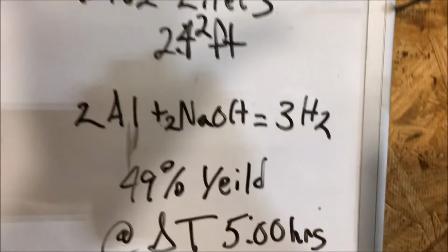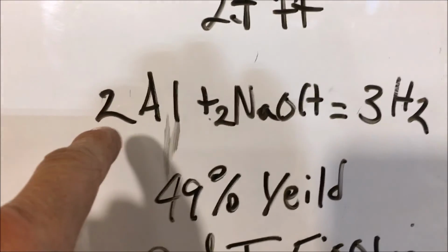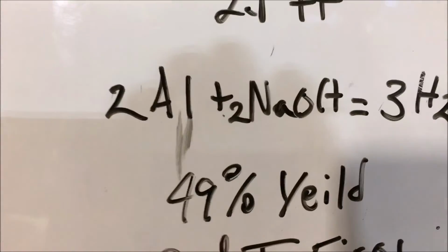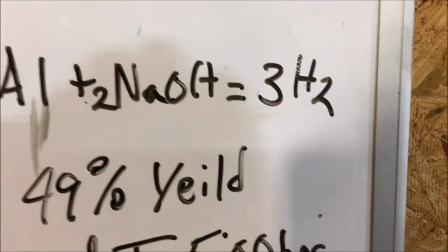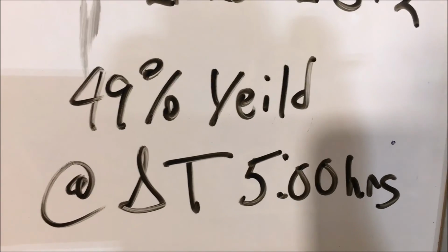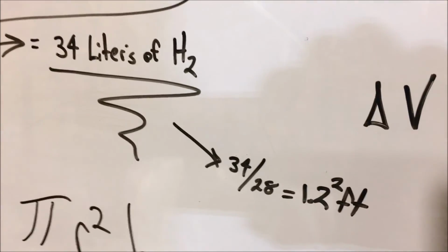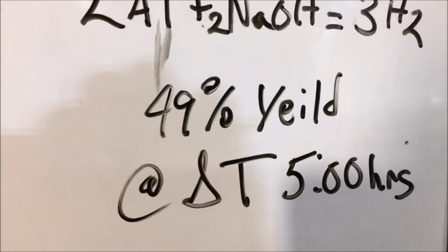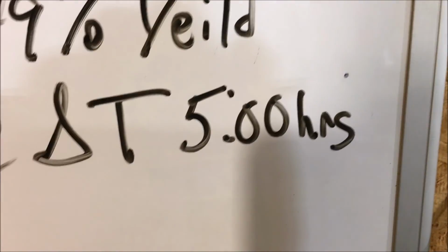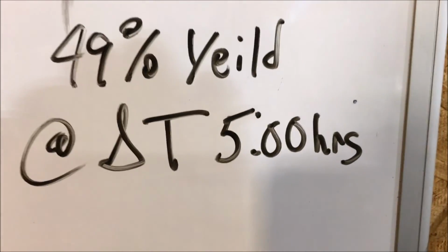Okay, let's just get right to the point here. At the end of the day, with this chemical equation of 2 moles of aluminum, 2 moles of sodium hydroxide, giving 3 moles of hydrogen, we were only able to produce a 49% yield at 34 liters of hydrogen. And delta T was 5 hours. It took 5 hours for this thing to finally stop bubbling, where I gave up on it.